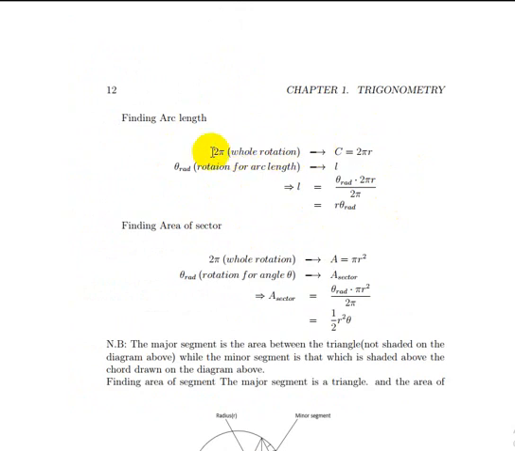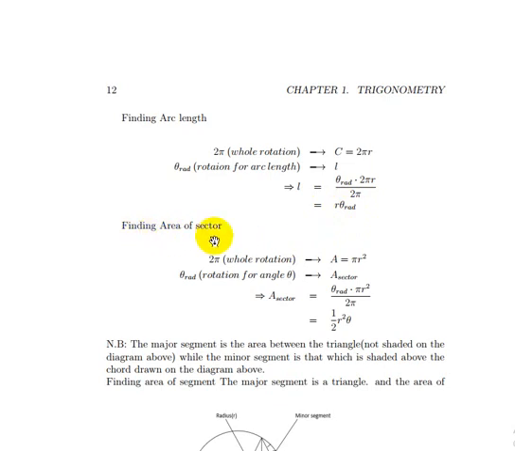You have 2 pi, the whole rotation, which gives you the circumference 2 pi r. And when you move a certain rotation theta in radians, for the arc length, you are going to have L. So you cross multiply: L equals theta in radians times 2 pi r, all over 2 pi. This is what makes L equal to r theta, with theta in radians. Make sure that you see that when theta is multiplied with a certain distance, it should be in radians.